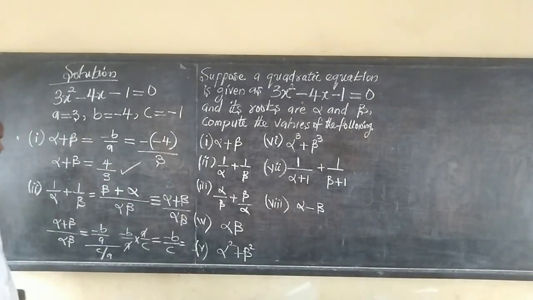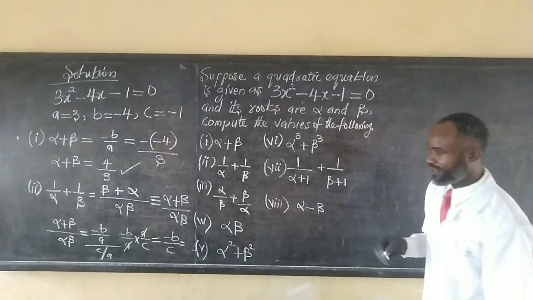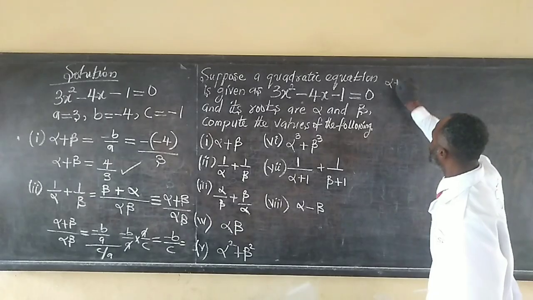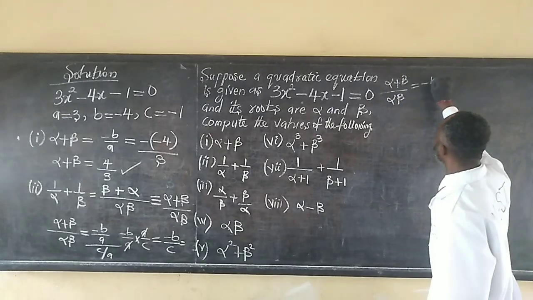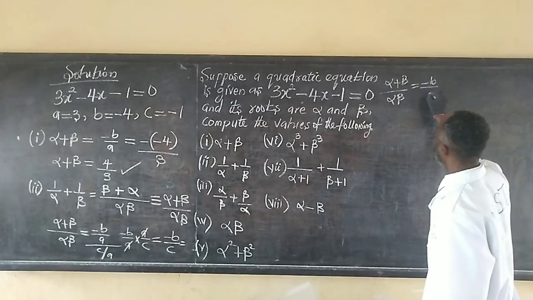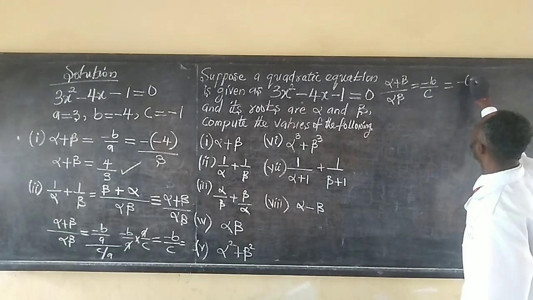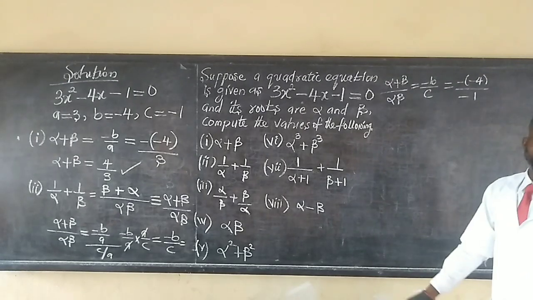That's it. So if we take it from here, we now know that alpha plus beta all over alpha beta is equal to minus b all over c. For minus b, we have minus 4. And then for c, we have minus 1. Okay?